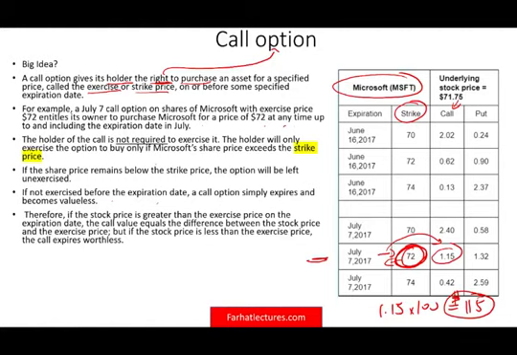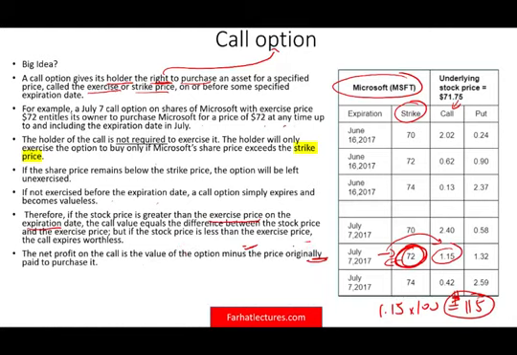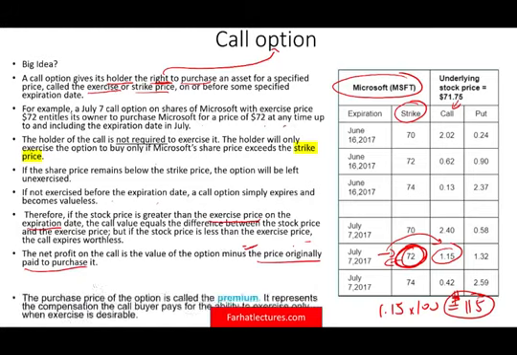Therefore, if the stock price is greater than the exercise price on the expiration date, the call value equals the difference between the stock price and the exercise price. So if by the exercise date the price is 73 minus 72, you have $1 of profit from the option, but remember you paid $1.15, so you're still at a loss. So you really want it to go above 73.15. The net profit on the call is the value of the option minus the price originally paid to purchase it. And we're going to look at the numbers in a moment.